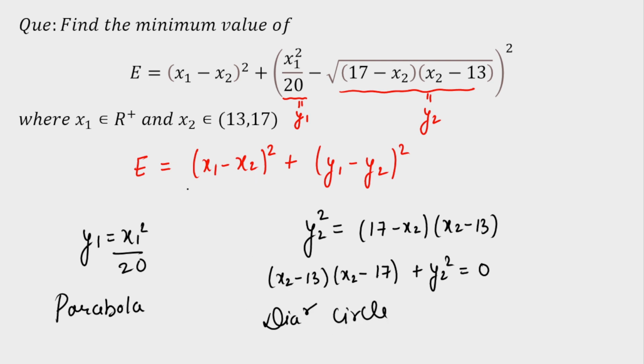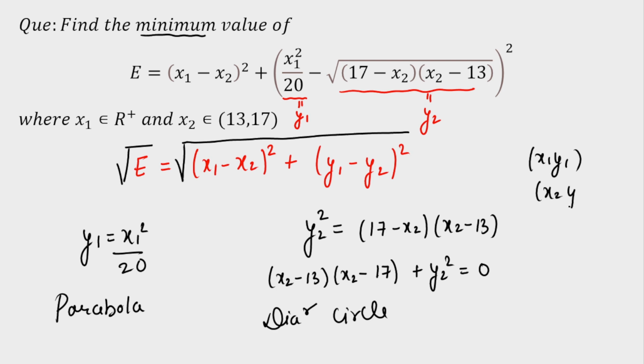Now if you take the root over here, it all makes sense, because the moment I take root over here, it gives me a distance formula. So it gives me an idea that they are asking the minimum distance between 2 points. The points are x1 comma y1, and the next point is x2 comma y2. Now x1 comma y1 is lying on the parabola and x2 comma y2 is lying on the circle. Actually it's a semicircle, because if y2 is under the root over, that means y2 is positive, and if y2 is positive, it represents a semicircle.